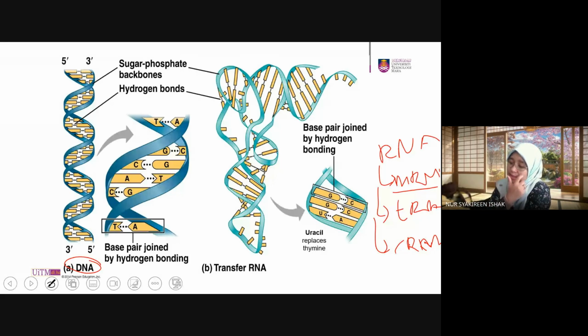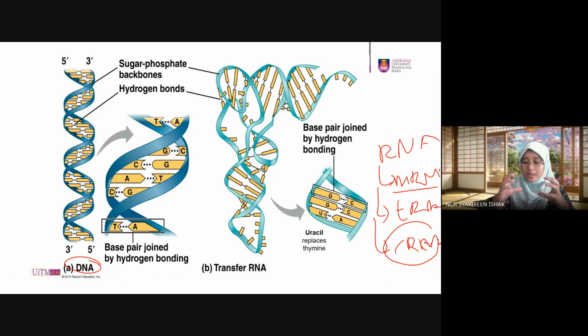In order to synthesize protein, the synthesis of protein will occur in the ribosome. Ribosome is an organelle in the cytoplasm. You have learned that the ribosome is the organelle involved in protein synthesis. The ribosome is composed of protein and also RNA, ribosomal RNA. So rRNA is ribosomal RNA, the component within the ribosome.